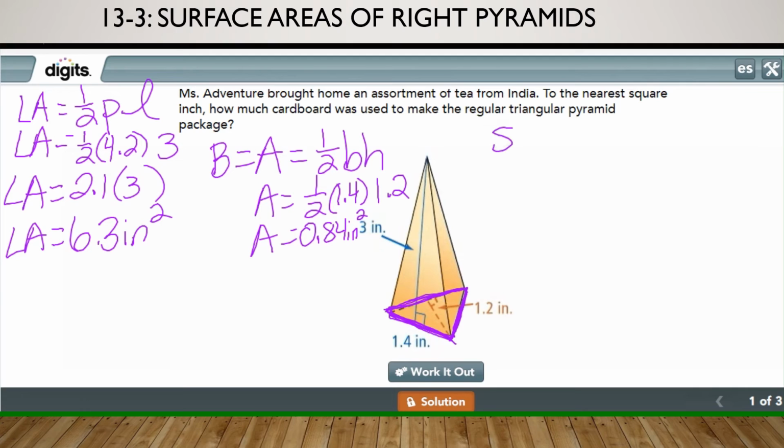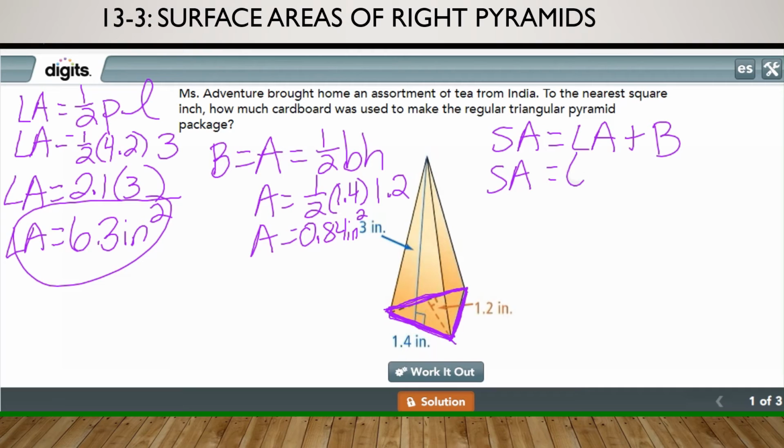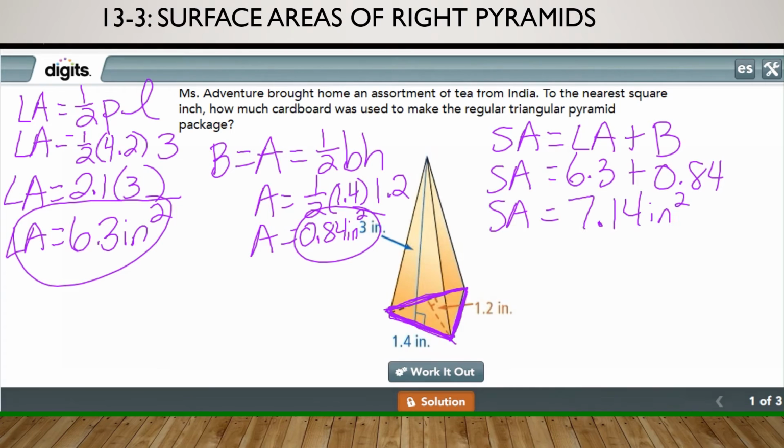Now we have to find the surface area. So write your formula. Surface area equals lateral area plus the area of the base. Now we already have all this information. Here's our lateral area, which is 6 3/10, and then the area of the base, which is 84/100. Now we're going to add all of that together. We end up with 7 14/100 inches squared, but it said to the nearest square inch. That means we have to round to the ones place. So our final answer will be 7 inches squared for the surface area of this triangular pyramid.